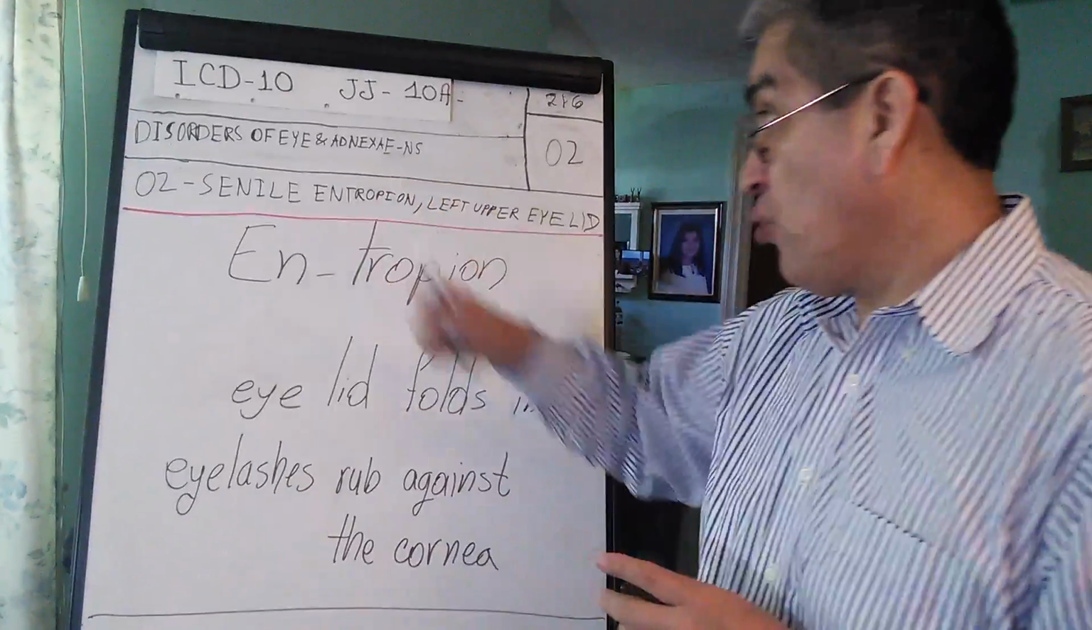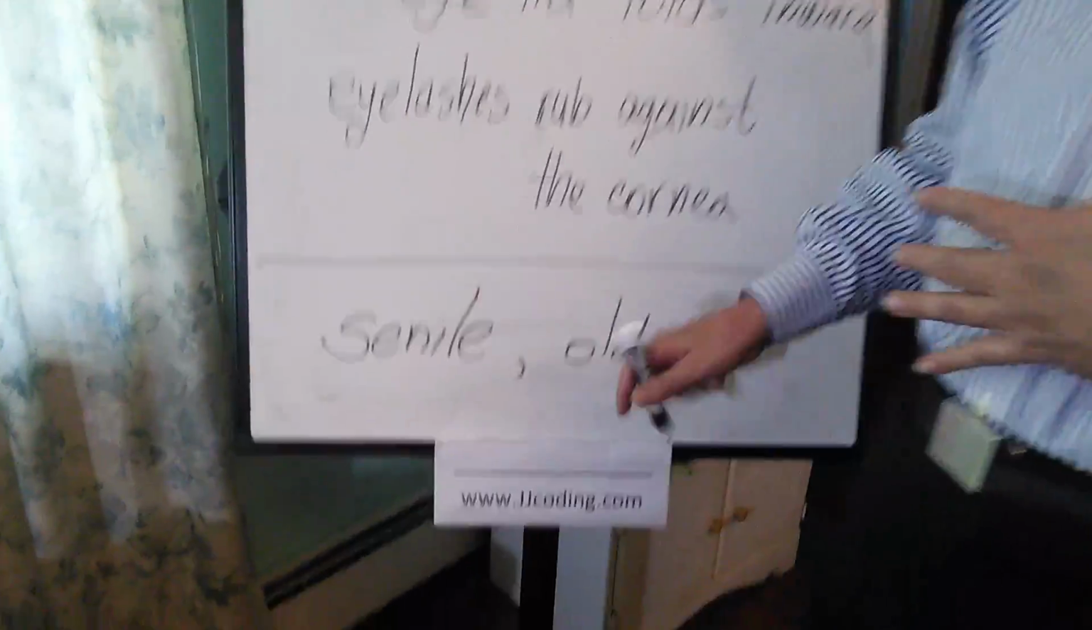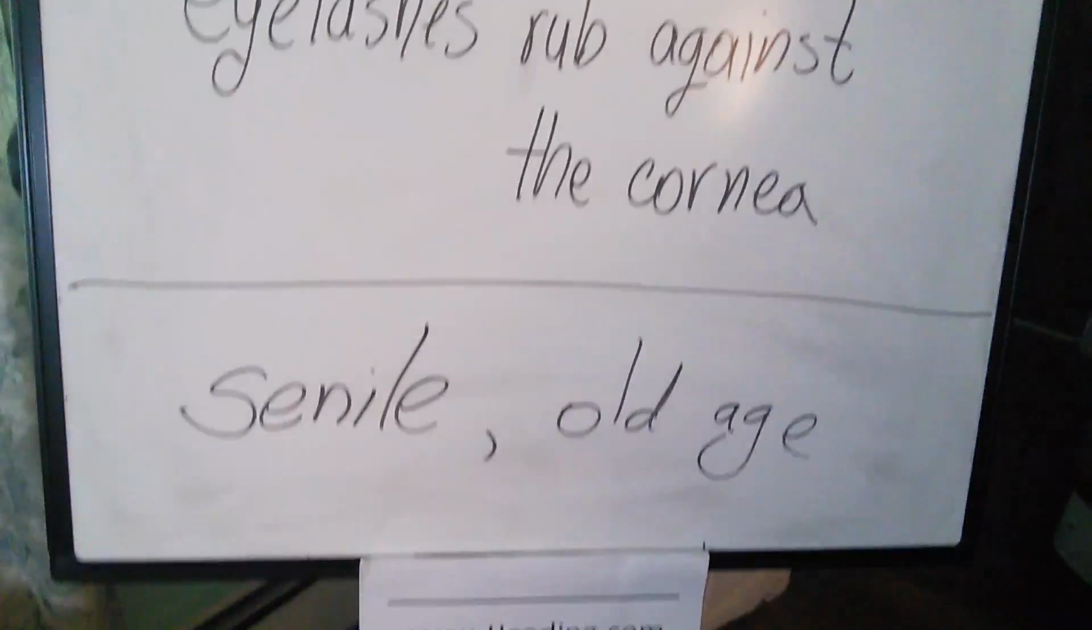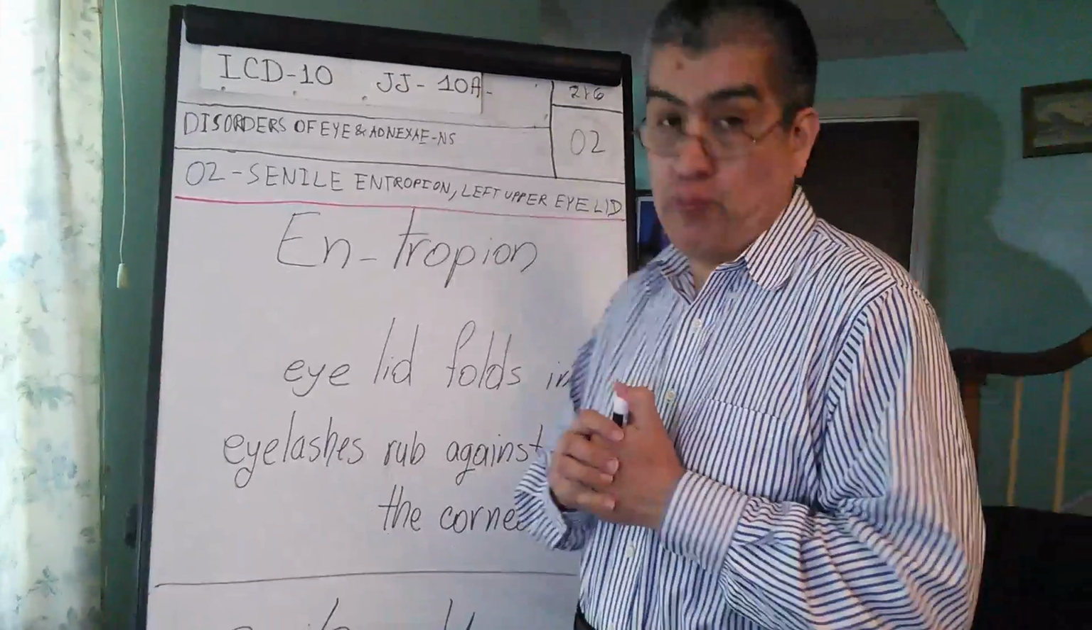Okay? And the other word that you have to understand in our problem is senile. Senile just means old age. Okay, so let me explain to you what exactly is entropion. Let's go to the computer.